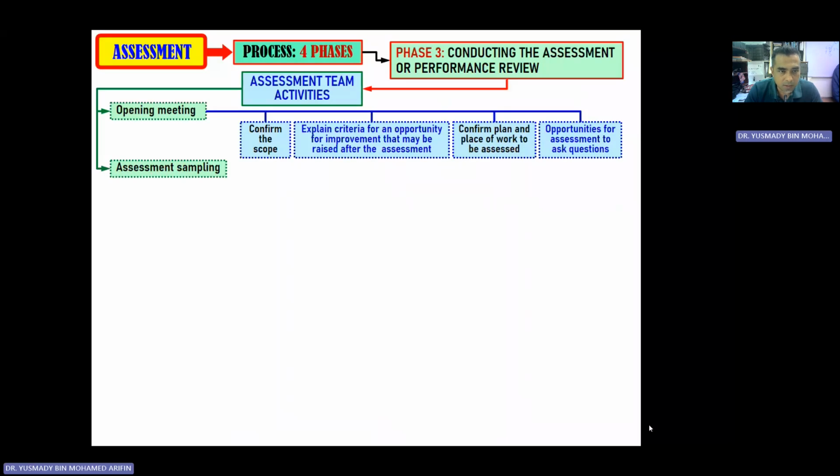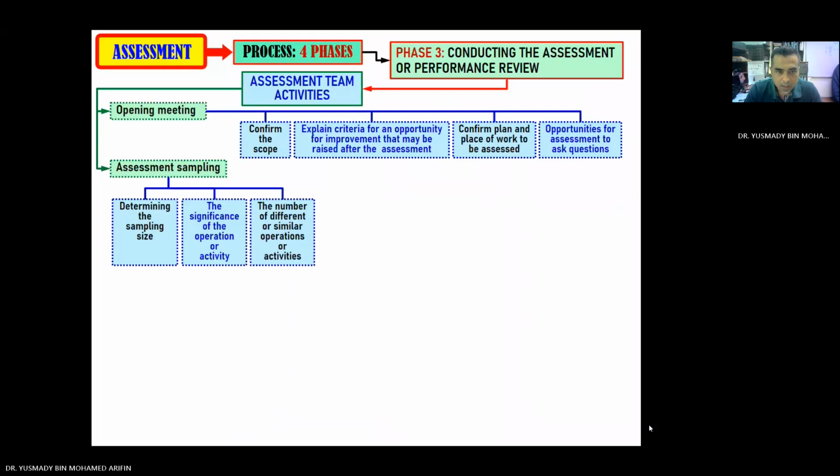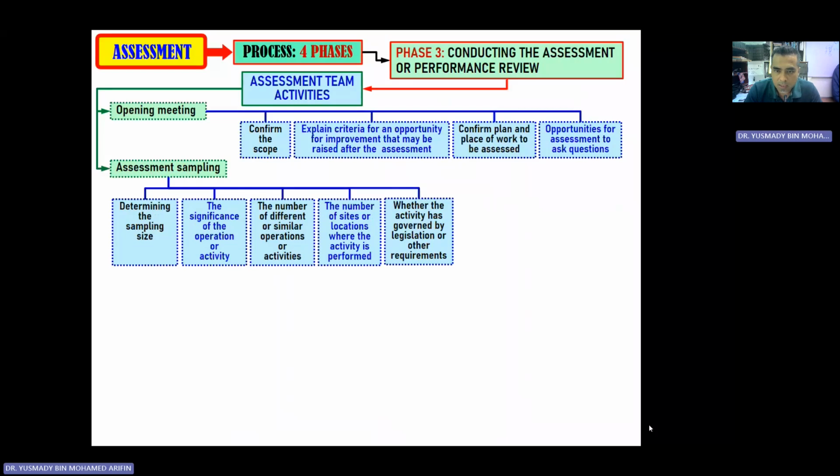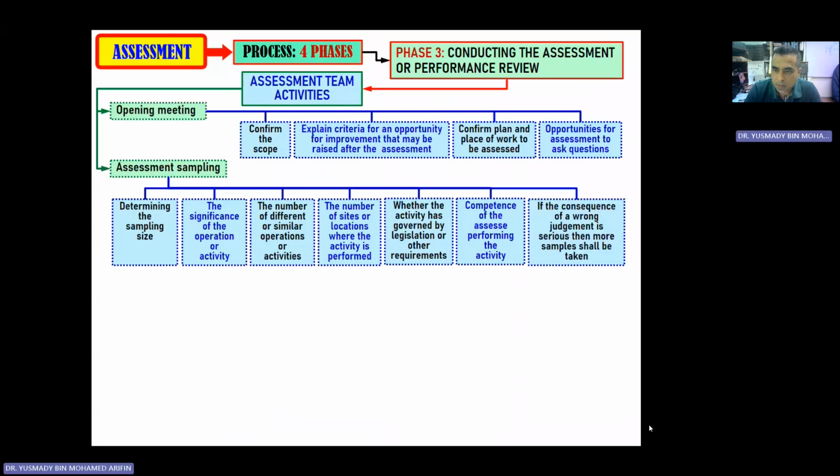Next, we have assessment sampling, where we need to determine the sampling size: the significance of the operation or activities, the number of different or similar operations or activities, the number of sites or locations where the activities are performed, whether the activities are governed by legislation or other requirements, the competence of the staff performing the activities, and if the consequence of a wrong judgment is serious, then more samples shall be taken.